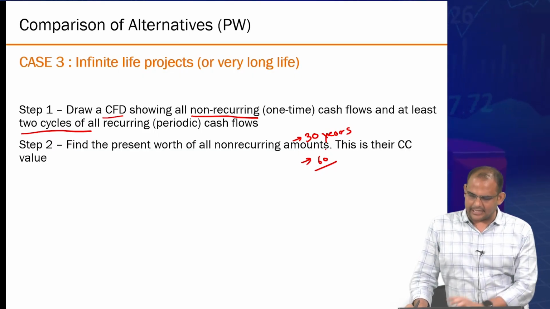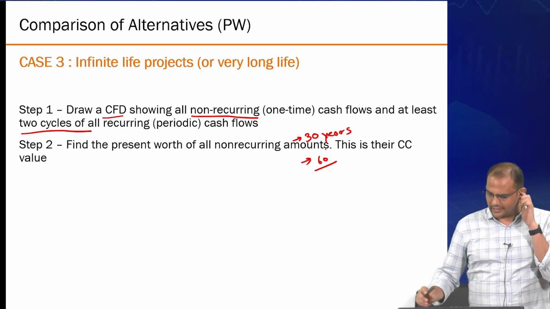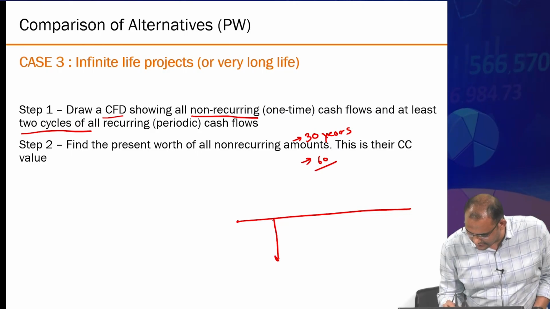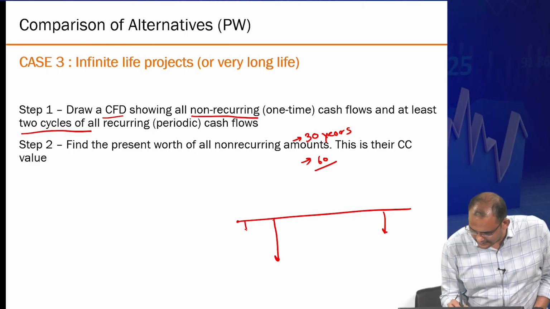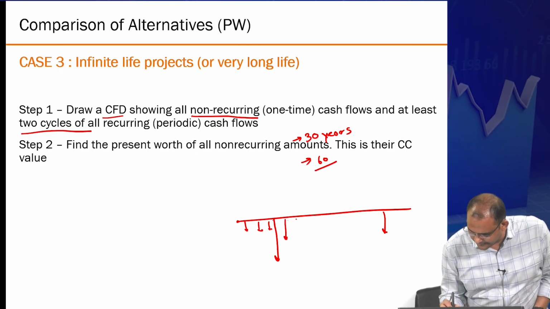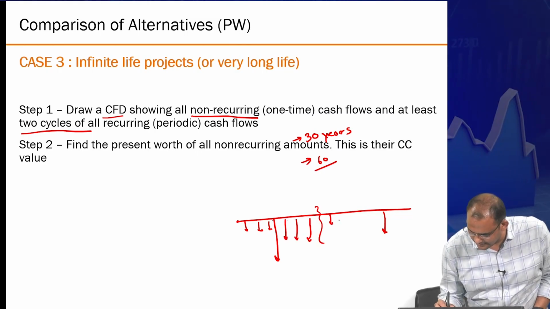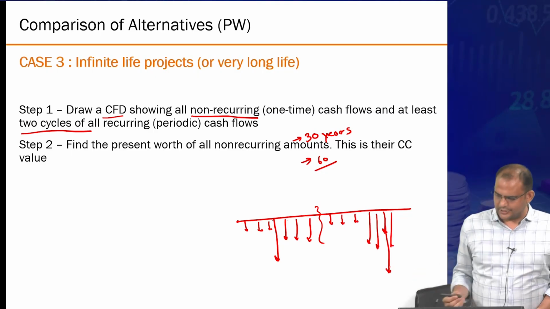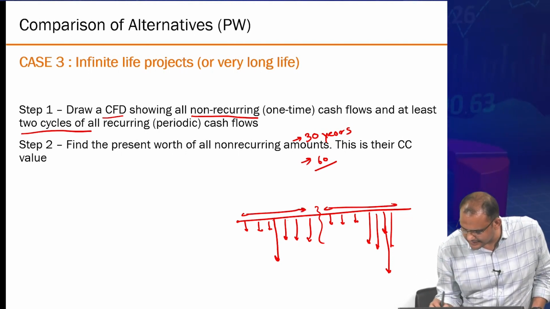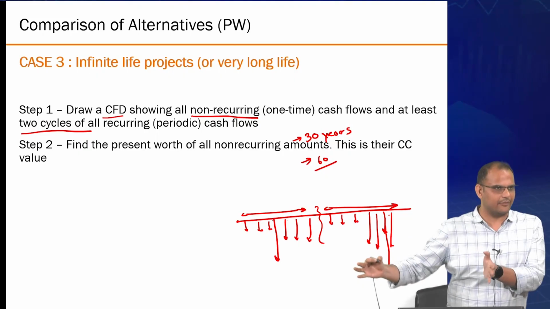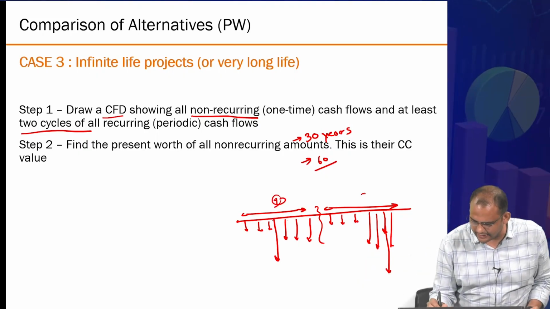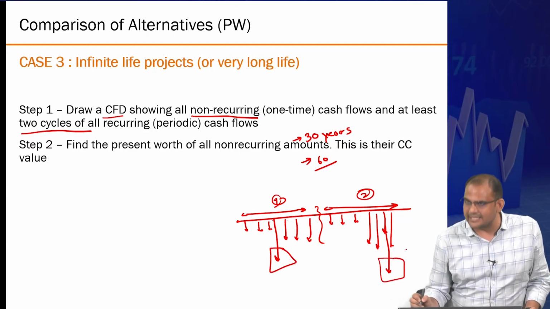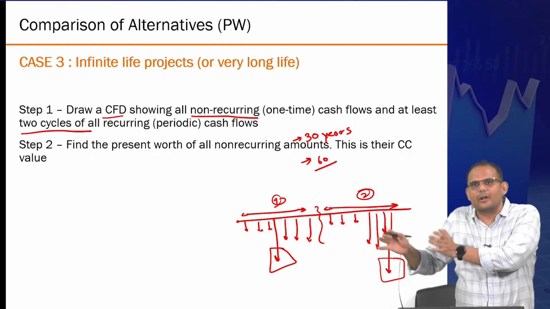So that's one idea. And then you have to find the present worth of all the non-recurring amounts and their CC value. Let me give you an illustrative example. We will solve the detailed example later. Let's say some pattern of cycle is there. So these are the recurring payments. There is a pattern of those recurring payments that I have given to you. So I have plotted 2 cycles of that. And in between there could be some large maintenance activity required. So I plotted those non-recurring values.